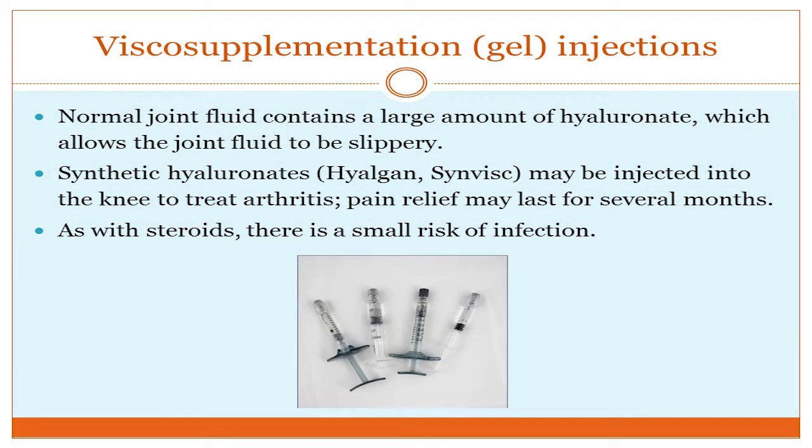Okay, and moving on from steroids to the fancier gel injections. As we touched on briefly before, normal joint fluid is thick and slippery, and it contains a large amount of a substance called hyaluronate, which allows the fluid to be slippery. There are synthetic hyaluronates, such as Hyalgan and Synvisc. There are others, which can be injected into the knee to treat osteoarthritic symptoms. When it works, the pain relief can last for several months.